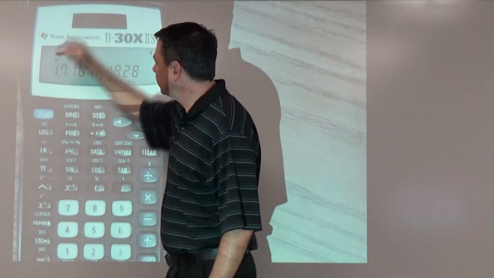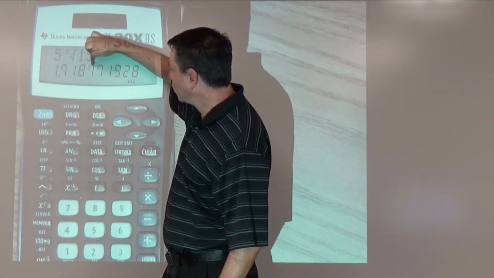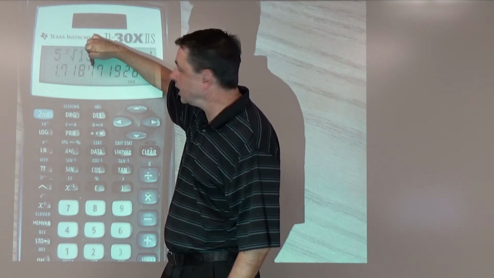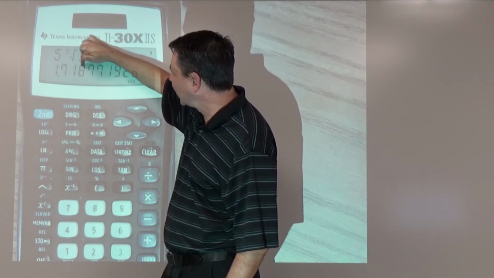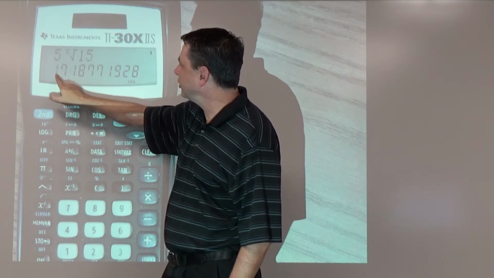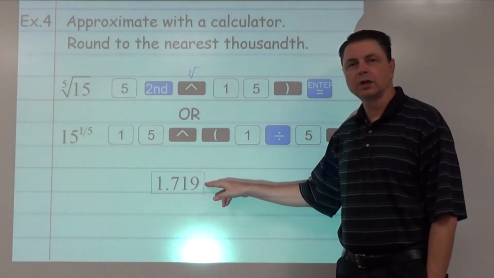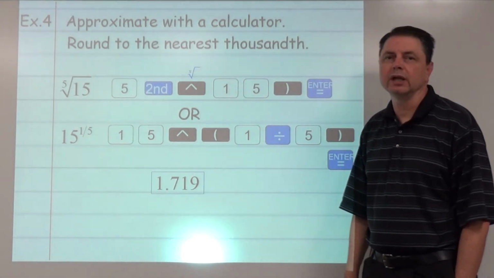And as far as our rounding goes, 1.718. We're going to look at the next digit to see if we're going to keep it as an 8 or round it up. Since that's 5 or higher, we're going to round that up. We want to get 1.719. There we go, 1.719.